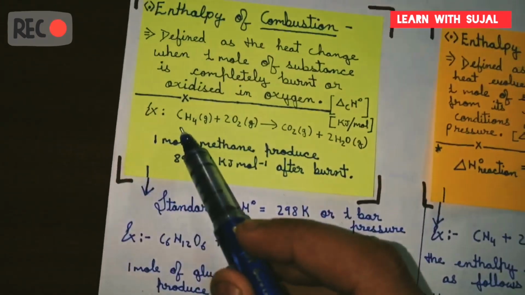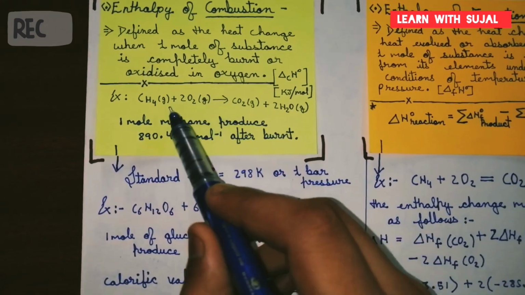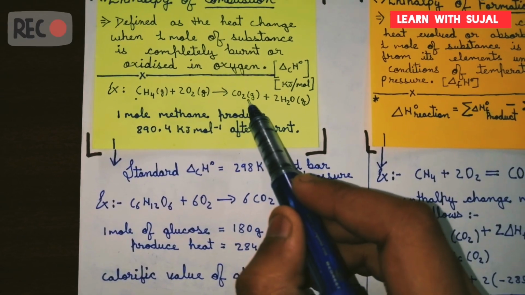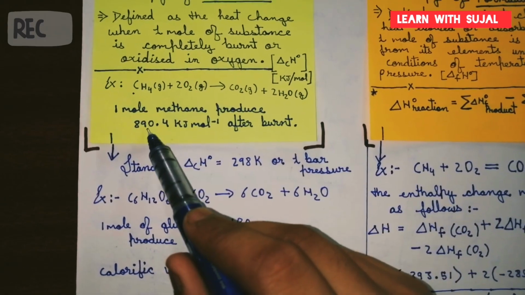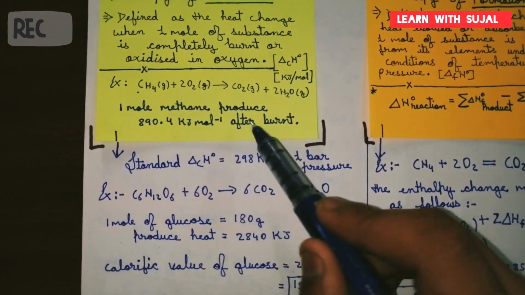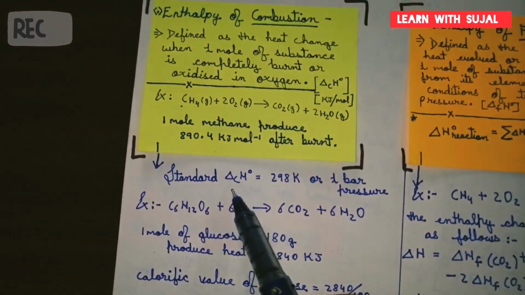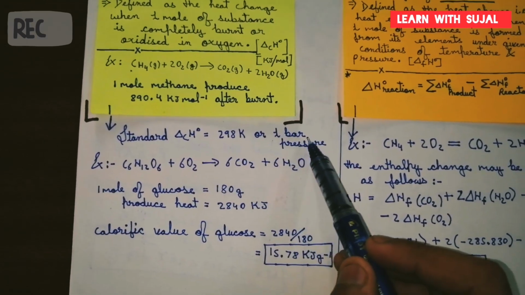For example, CH4, methane gas, plus 2O2, where there is 1 mole of methane and 2 moles of oxygen, equals carbon dioxide plus water. 1 mole of methane produces 890.4 kJ/mol after burning. The standard enthalpy of combustion is measured at 298 Kelvin and 1 bar pressure.